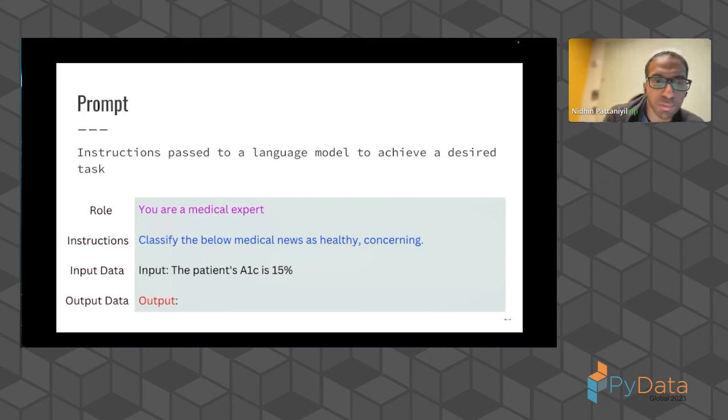Here, in the sample prompt, we have: classify below medical news as healthy or concerning. Then we have some input text, some medical text here, and then you have output. The output here is what you want the model to generate.